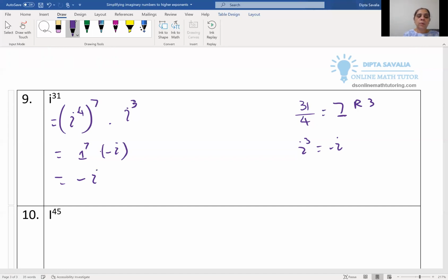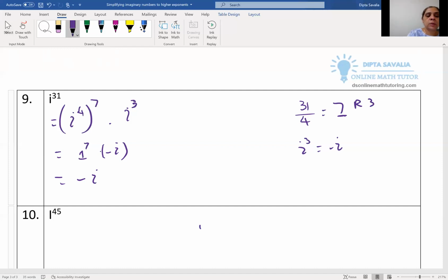Now before we do number 10, we could get i, negative i, 1 or negative 1. What we will get, I will say, narrows down my probability of answer. We have an odd power, so I will get the answer positive i or negative i.